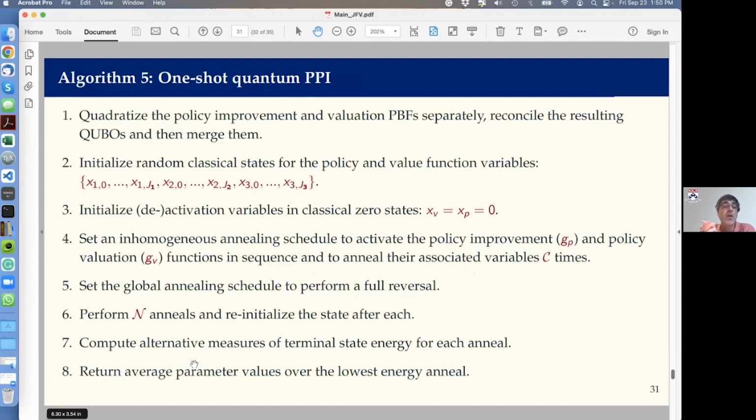I'm going to do it quickly and only give you the punchline that this is what we call a one-shot quantum PPI, where we do pretty much the same as we were doing before, except that in the middle, we set an inhomogeneous annealing schedule to activate the policy improvement and policy evaluation functions in sequence, and to anneal their associated variables by C cycles.